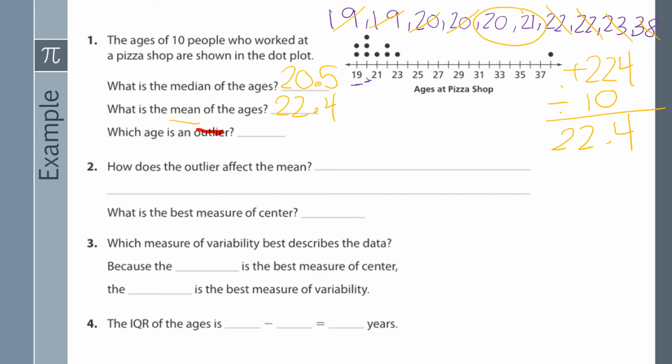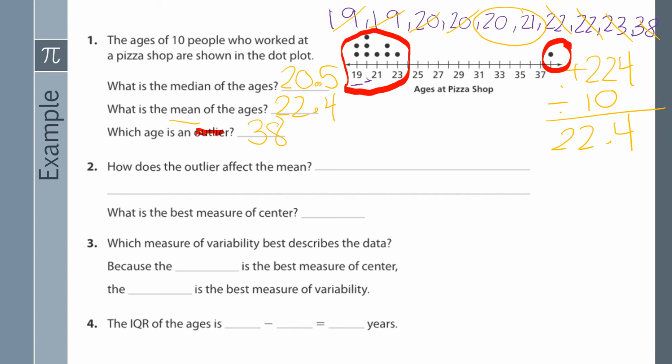So it says which age is an outlier. We know an outlier is a point that is way far away from where most of the data is. So most of my data lies right here between the ages of 19 and 23. And then there's this one that's 38. So this 38 would be considered my outlier.